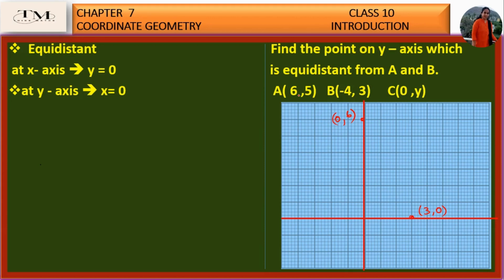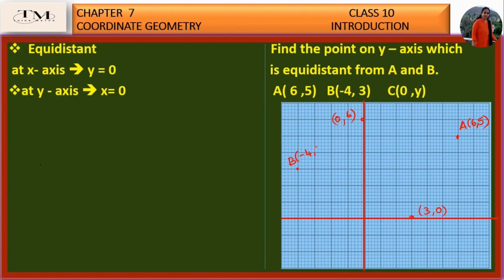So A is at (6, 5). Where is A? 1, 2, 3, 4, 5, 6. From this straight up 5 points: 1, 2, 3, 4, 5. So this is the point A, (6, 5). And B is at (-4, 3). If the x coordinate is negative, we should move left: minus 1, minus 2, minus 3, minus 4. And the y coordinate is positive, so move upwards: 1, 2, 3. So this is the point B.